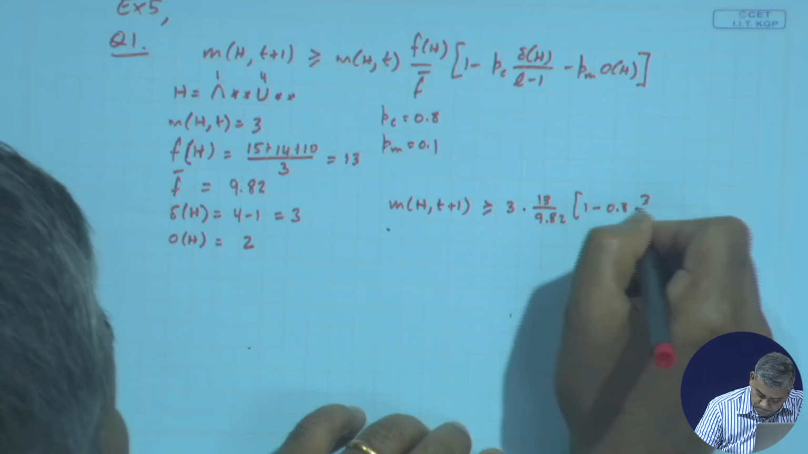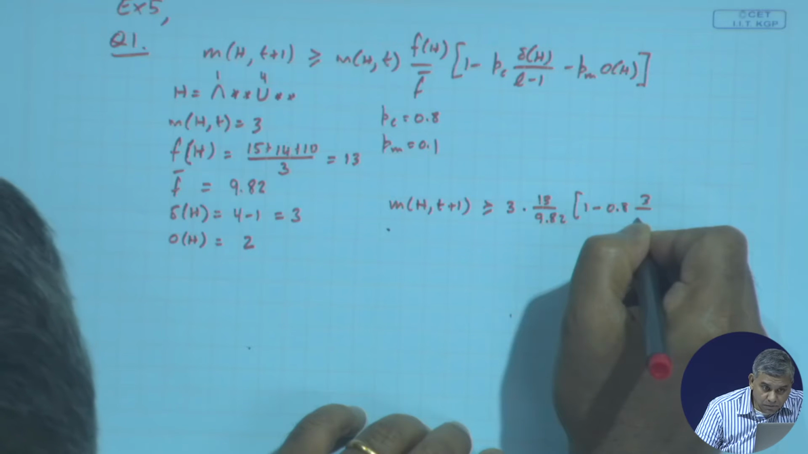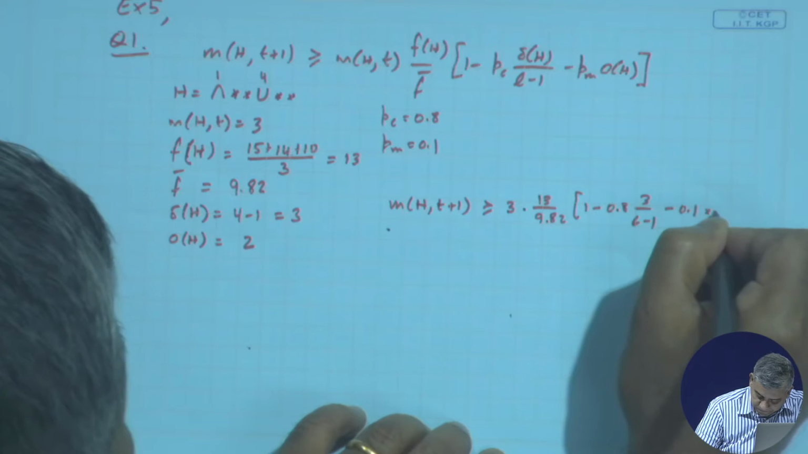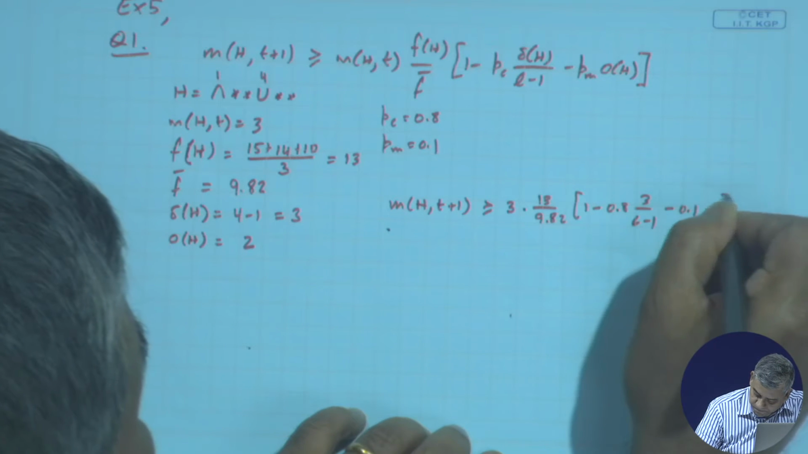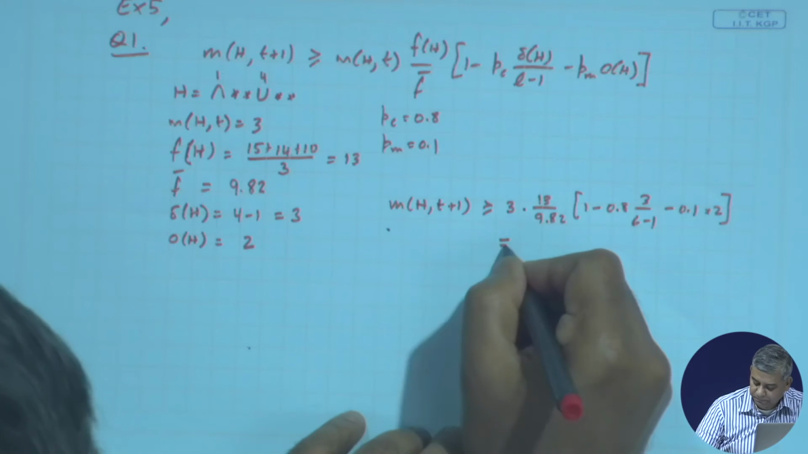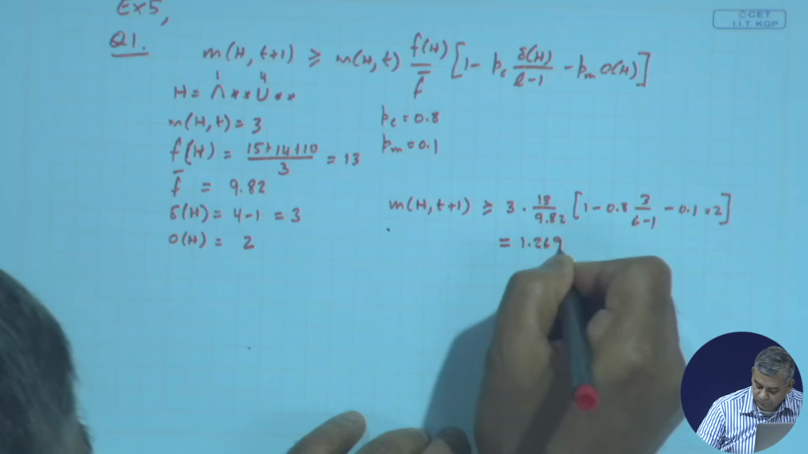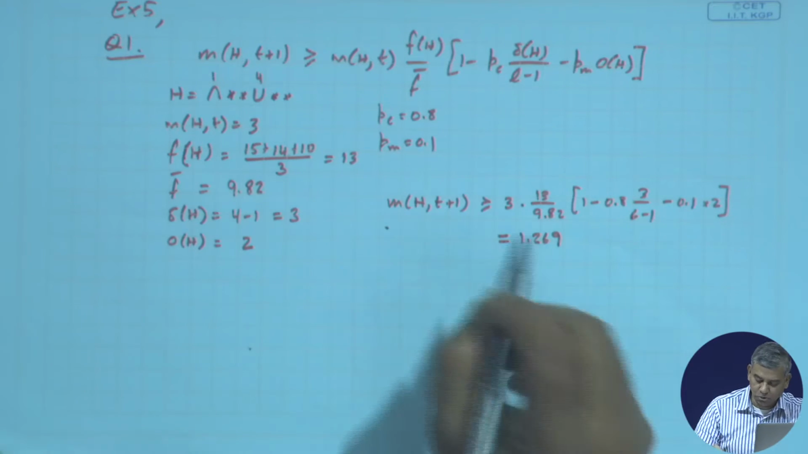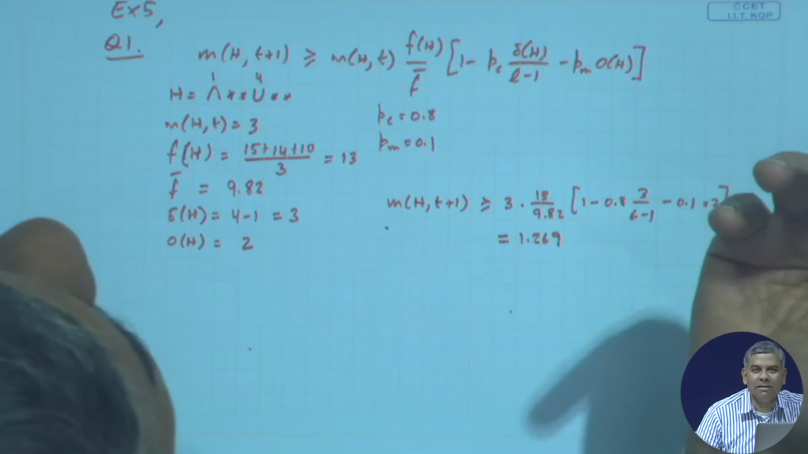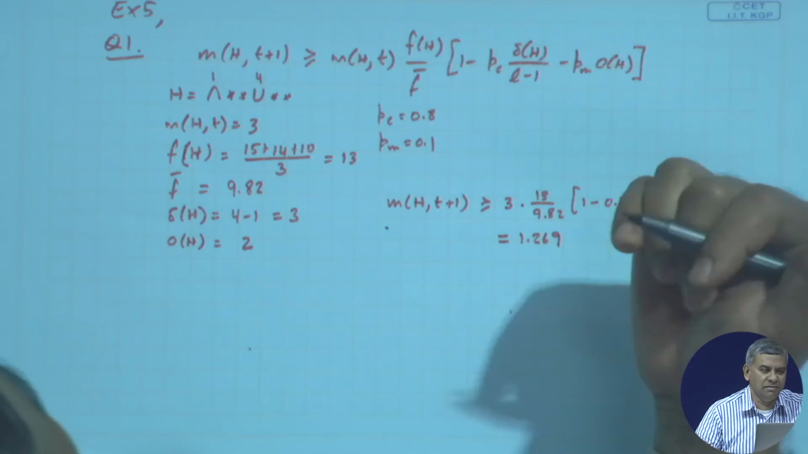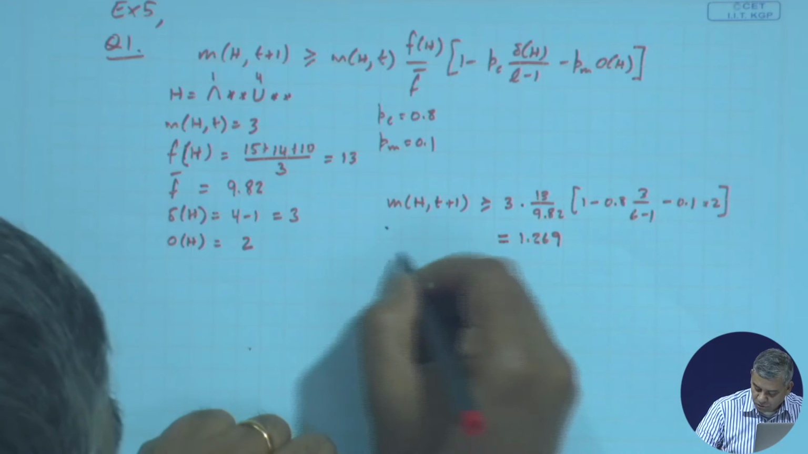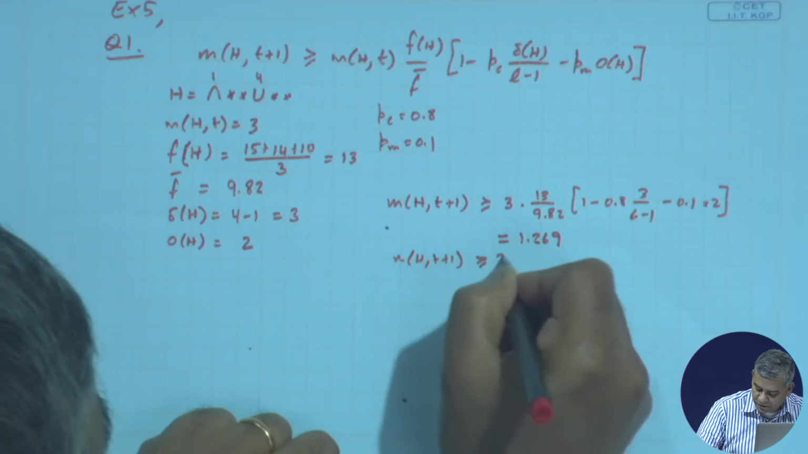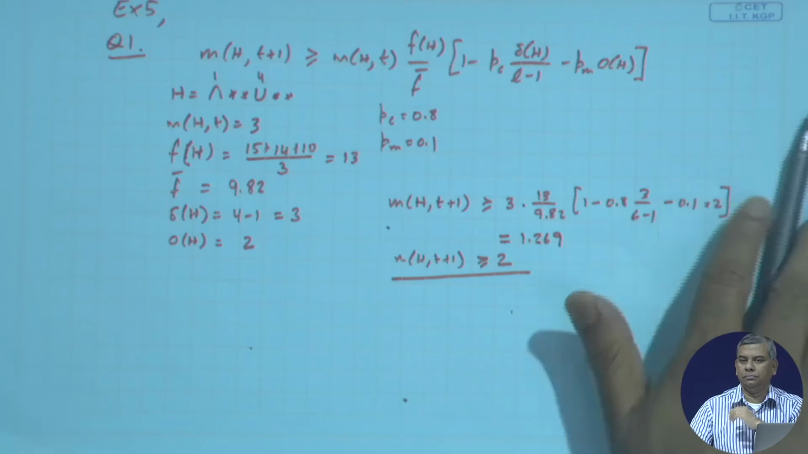So 1.269. How much is this? 1.269. Okay. So how many copies are you expecting? 2. 2 or more. It can be, because it says greater than, this means it can be. It cannot be 1. That's why I said it can be more than. So m(H, t+1) can be greater than or equal to 2, right?